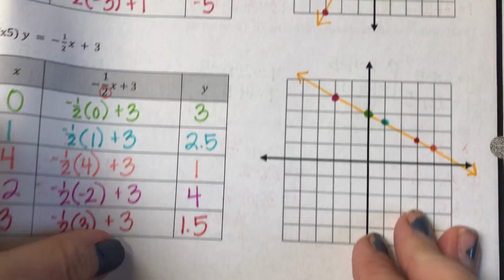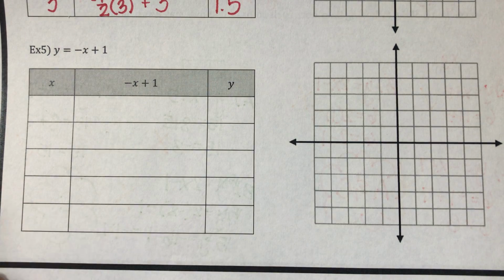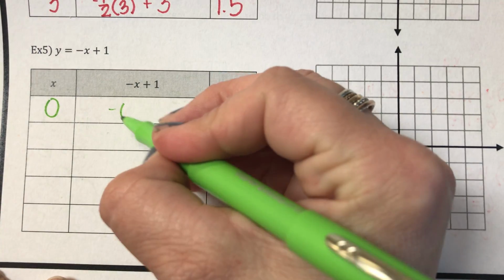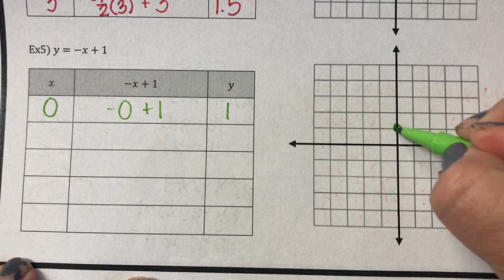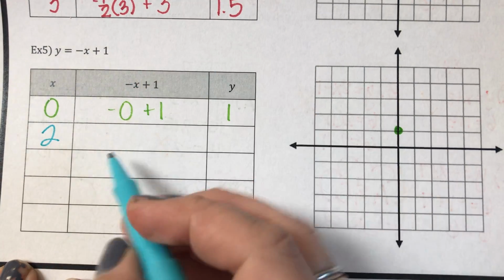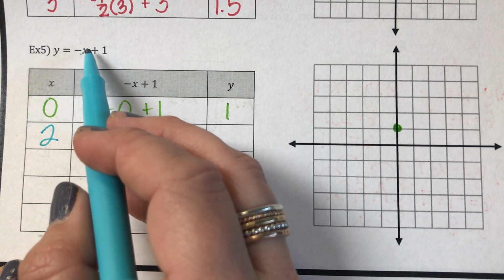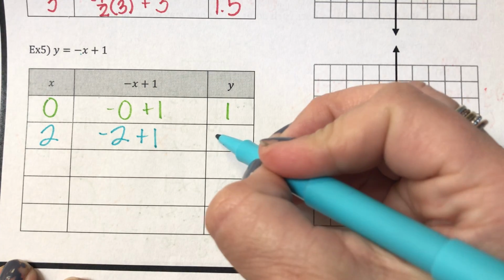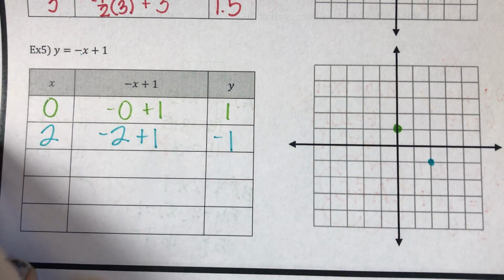Okay, and then the last one, number 5, I'm going to pick my x values. So I'm going to start with 0, because again, that's easy. -0 is 0, plus 1 is 1. 0, 1. Then I'm going to pick 2. So it's not just 2, it's the opposite of, right? It's -x. So if x is 2, that's -2 plus 1 is -1. So there's the point 2, -1.